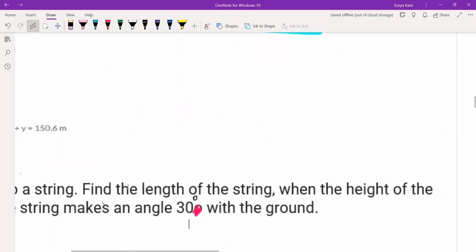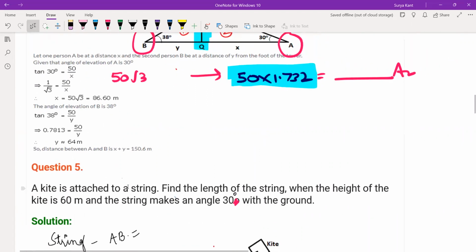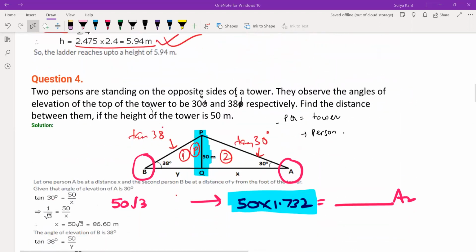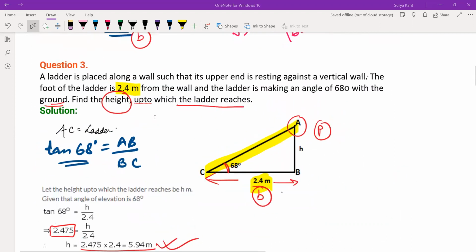Question number fifth. Yeah, chatting, no one is getting the answers. This is a very small question I'm asking you children. Very, very small questions. No high-level sums or something like that you can't do. All are basic questions I'm asking you people.